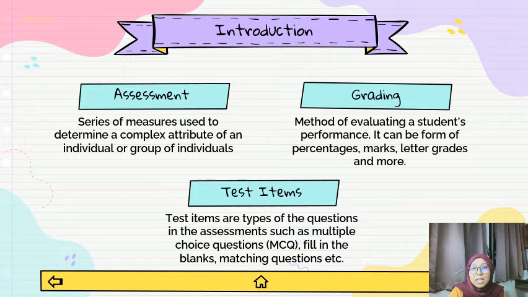Okay, and the last but not least is test items. Test items here means types of the questions in the assessment, such as multiple choice questions, fill in the blanks, matching questions, and others. This one is the types of the questions that I have been using in the summative assessment. So basically, the examples that I have given here are the examples of the test items that I have applied in my assessments.